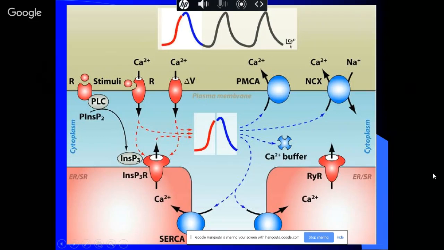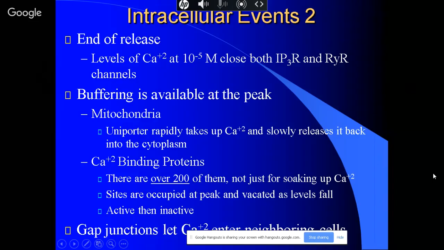And we'll get to all the other parts of it, getting rid of the signal and buffering the signal and everything. We'll get to deal with all of that. You end the release when the levels in the cell hit about 10 to the minus 5th. So they're going to keep on growing, but you're going to start to close the system around them. These channels, both the IP3 and the ryanodine receptors, are going to start closing. You do buffer. The cell has lots of ways of buffering calcium. One is the mitochondria. The mitochondria has what's known as the uniporter. When the calcium levels get high, the mitochondria soaks it up. It doesn't just enter non-specifically, it comes in through this uniporter.